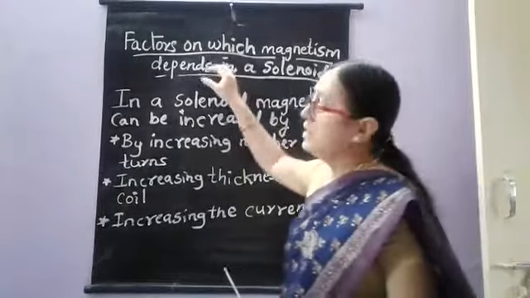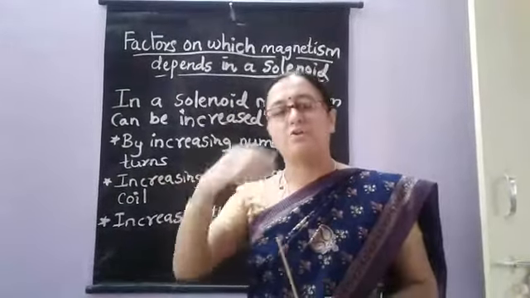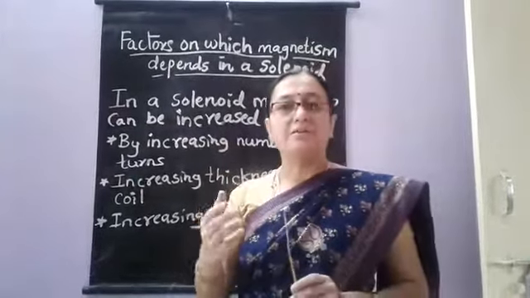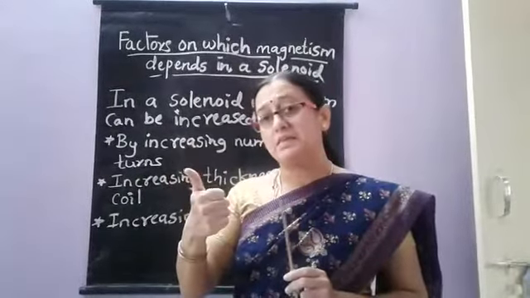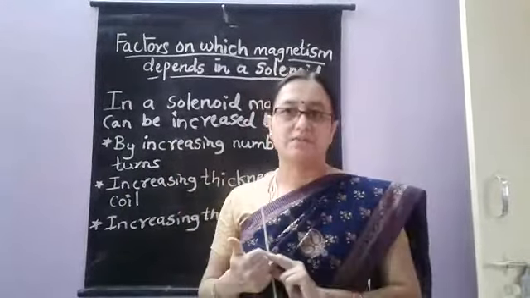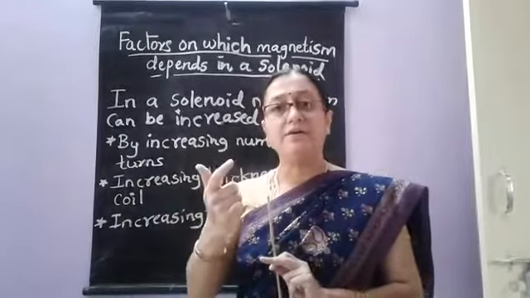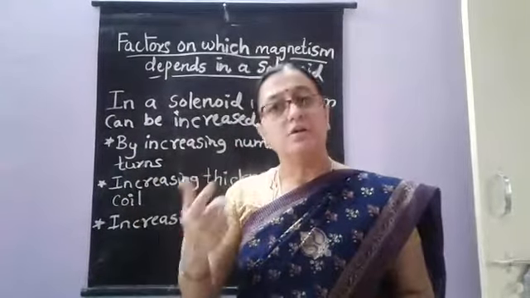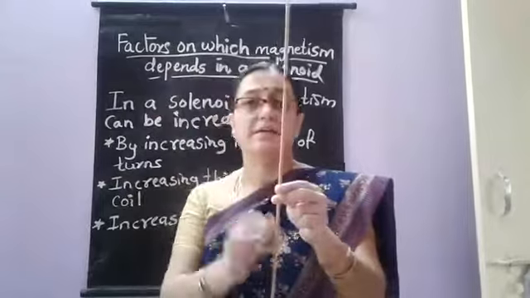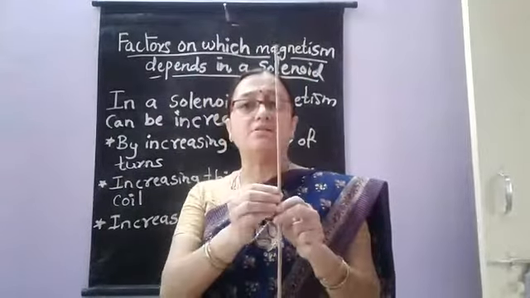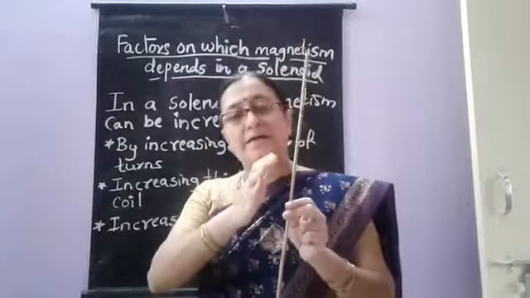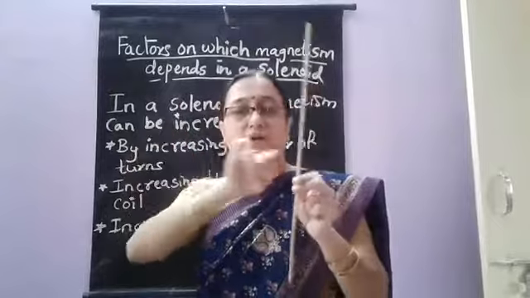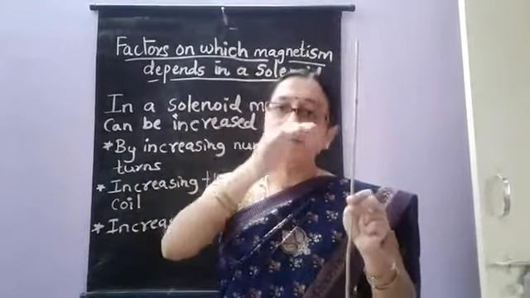Now, in case of a straight conductor or in case of a circular coil, the magnetic field depends on many factors. The first main factor is the current which is passed. In case of a circular coil, it depends on the number of turns; as the number of turns increases, the magnetic field also increases. And in case of a straight conductor, it is inversely proportional to the radius. As we move away from the center of the coil, the magnetic field decreases. So as the radius increases, the magnetic field decreases.